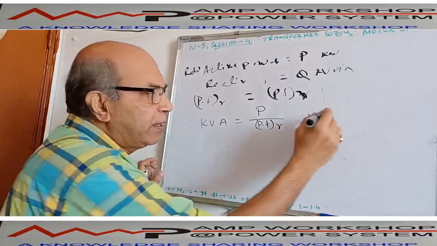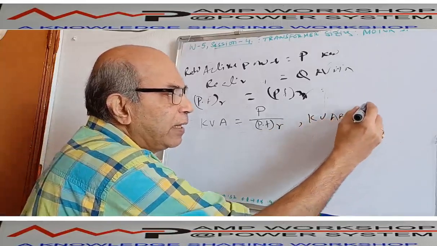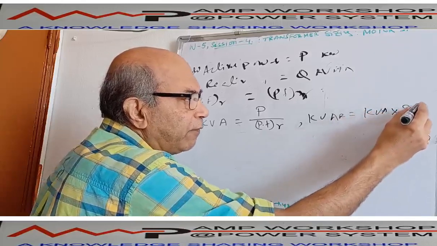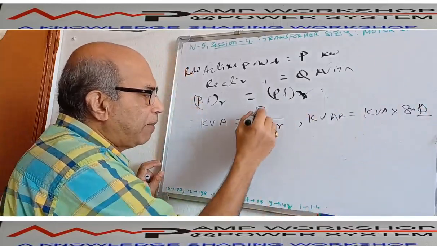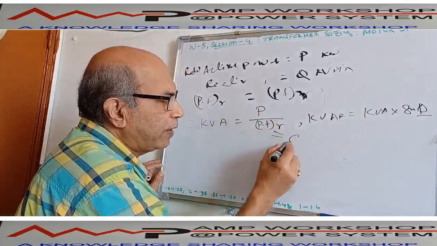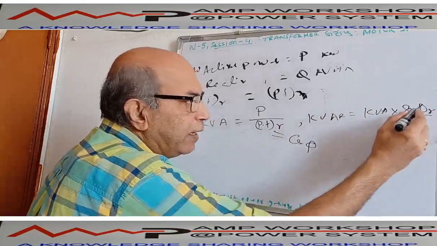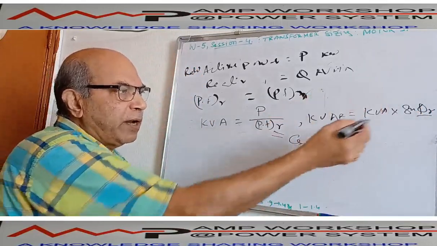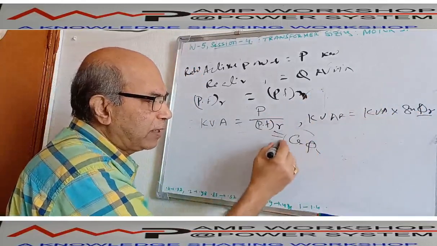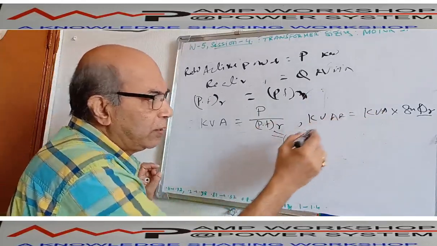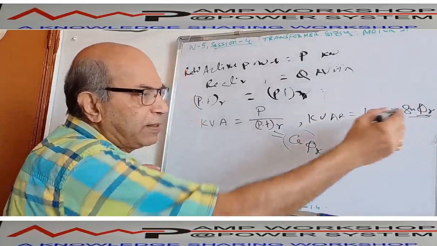Now, kVAR equals how much? kVAR equals kVA times sine phi, where phi is the phase angle. What is power factor? Power factor is cos phi. And sine phi is derived from the cos phi; suppose cos phi is the running condition, then sine phi r is the sine of the running condition phase angle.